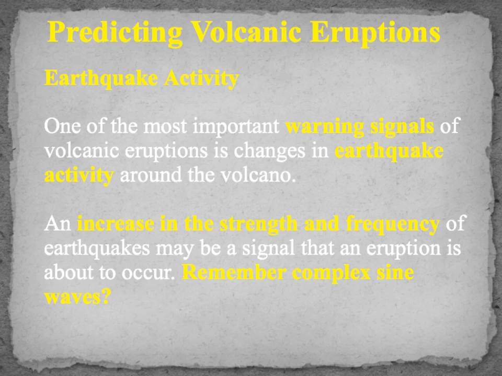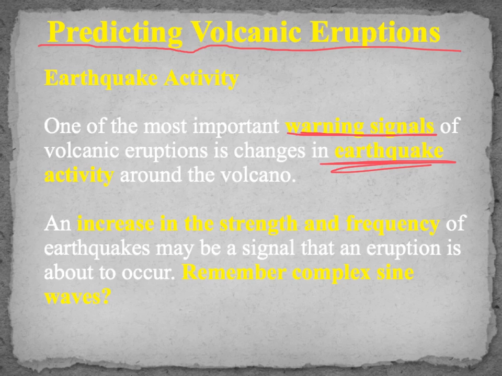Now, as far as predicting volcanic activity, it's not something we're great at, but we have noticed a couple of things. There are some important warning signs of volcanic activity. One is earthquakes. As you have more magma moving up, it could be changing stuff around, melting other rock, and you can get shifting happening under the earth. And generally, we see an increase in the strength and frequency of earthquakes.